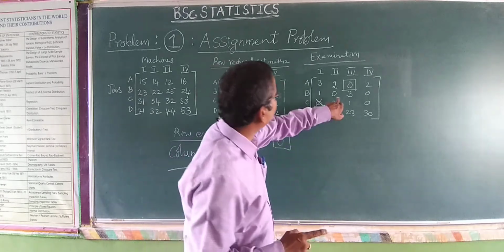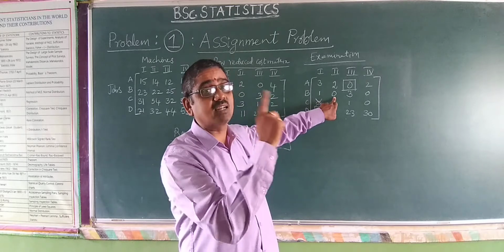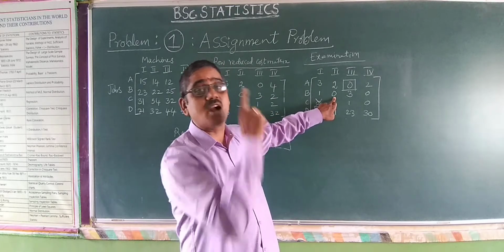A zero, you see here, this is a zero which is not crossed, not assigned. It is not crossed, not assigned.